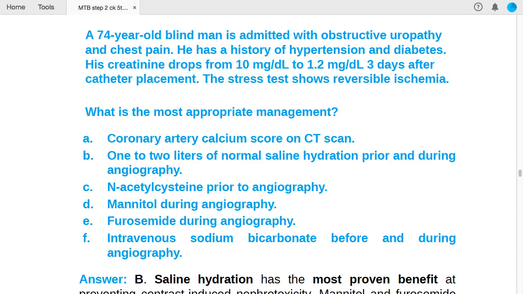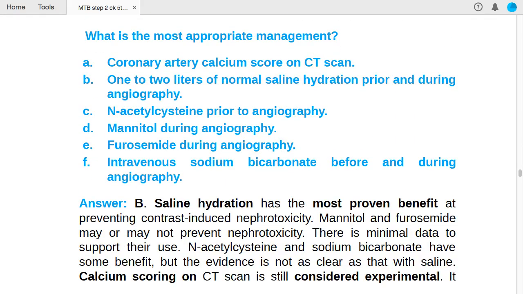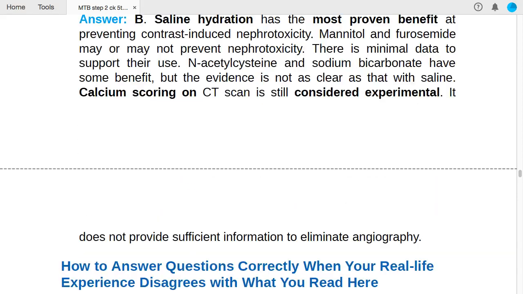Why? Because saline hydration has the most proven benefit at preventing contrast-induced nephrotoxicity. In angiography, when you use the contrast, that can cause nephrotoxicity, and in order to prevent that nephrotoxicity in this patient, you are going to give him 1 to 2 liters of normal saline. That is actually going to prevent the nephrotoxicity which is because of the contrast we will use. Now, mannitol and furosemide may or may not prevent nephrotoxicity. There is minimal data to support their use. N-acetylcysteine, we don't have clear data, and sodium bicarbonate has some benefit, but the evidence is not as clear as that with saline. Calcium scoring on CT scan is still considered experimental. So whatever is not clear yet, we are not going to choose it. And it does not provide sufficient information to eliminate angiography.